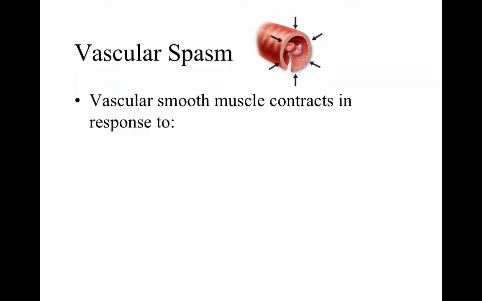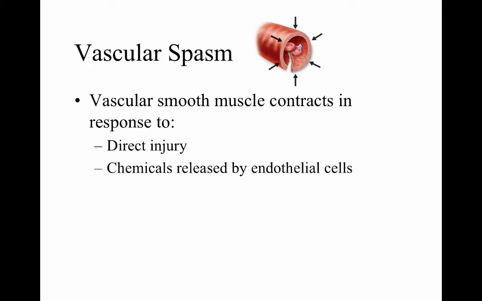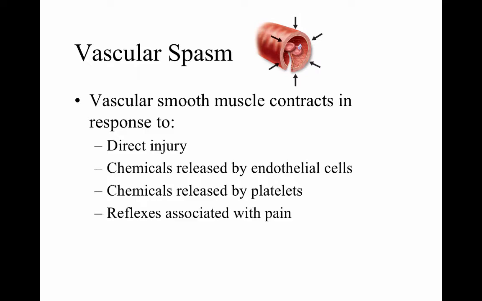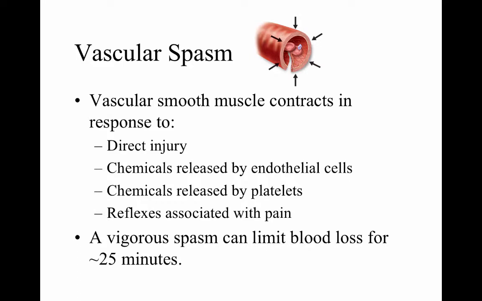The first step in hemostasis would be that vascular smooth muscle will contract in response to direct injury, chemicals released by endothelial cells, chemicals released by platelets, and reflexes associated with pain, and a vigorous spasm can limit blood loss for approximately 25 minutes. What this is saying is that the endothelial cells are the epithelial cells that are inside our vessels, and platelets can release chemicals that also call for more platelets, as we saw in that previous video. And then also we can have reflexes associated with pain that would be a nervous system response.